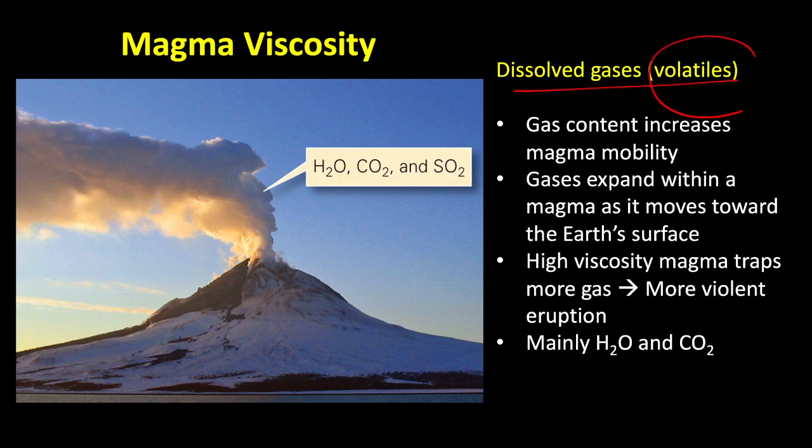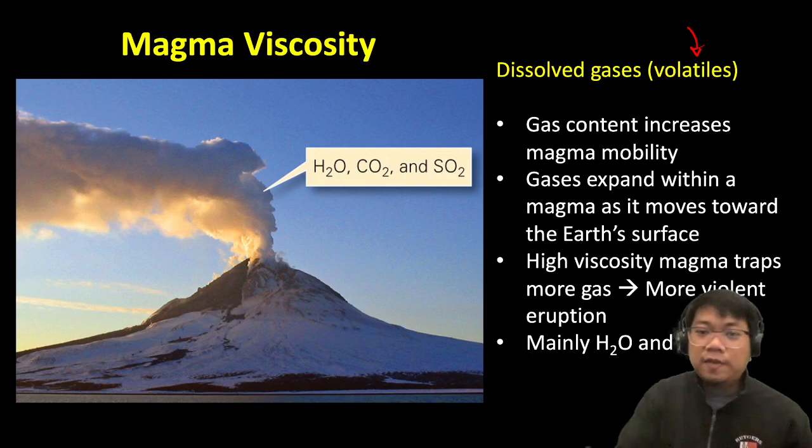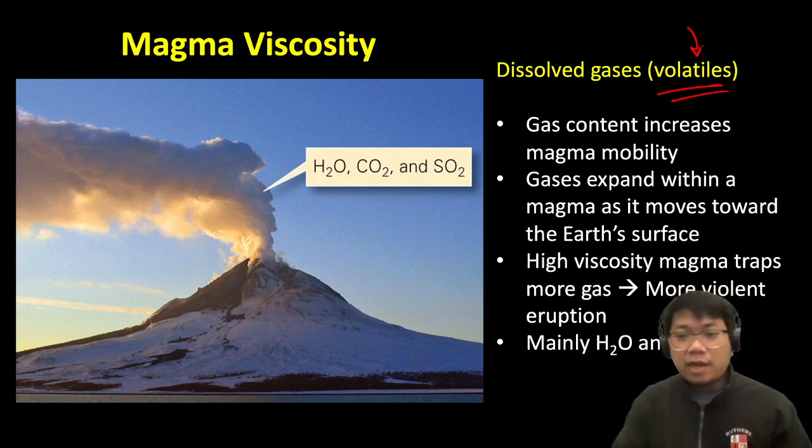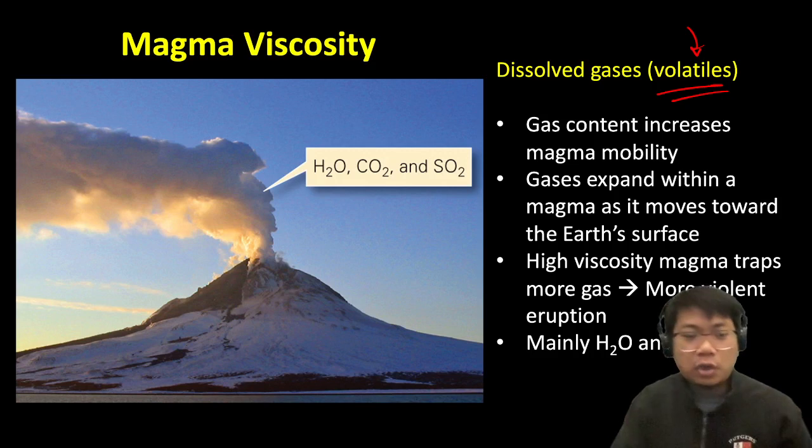The last but not least is the dissolved gas, or volatiles. That is the fancy term for volatiles. By the way, where is my video now? Oh, there you go. I'm back. So the dissolved gas or volatiles also have some unique relationship with the magma viscosity, which could also affect the eruption style.